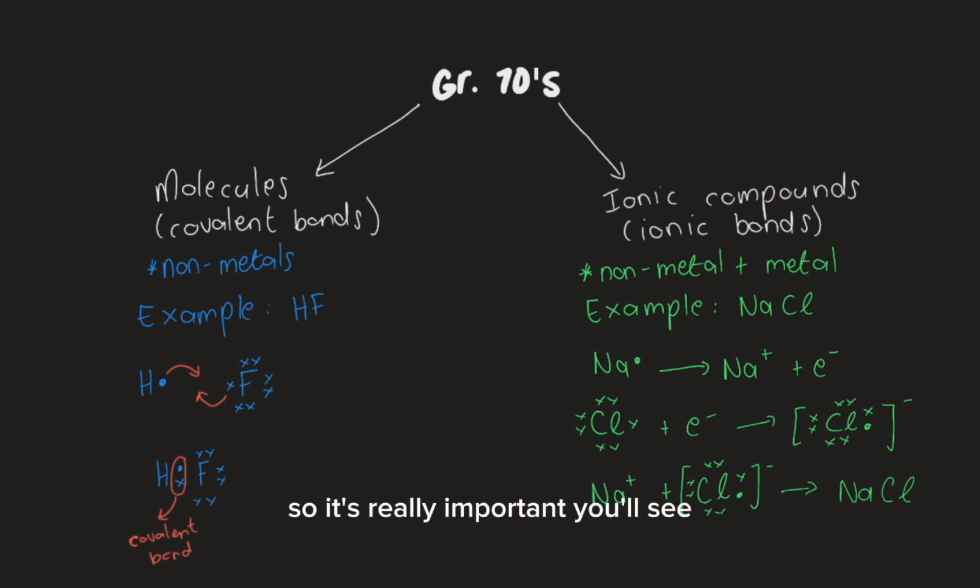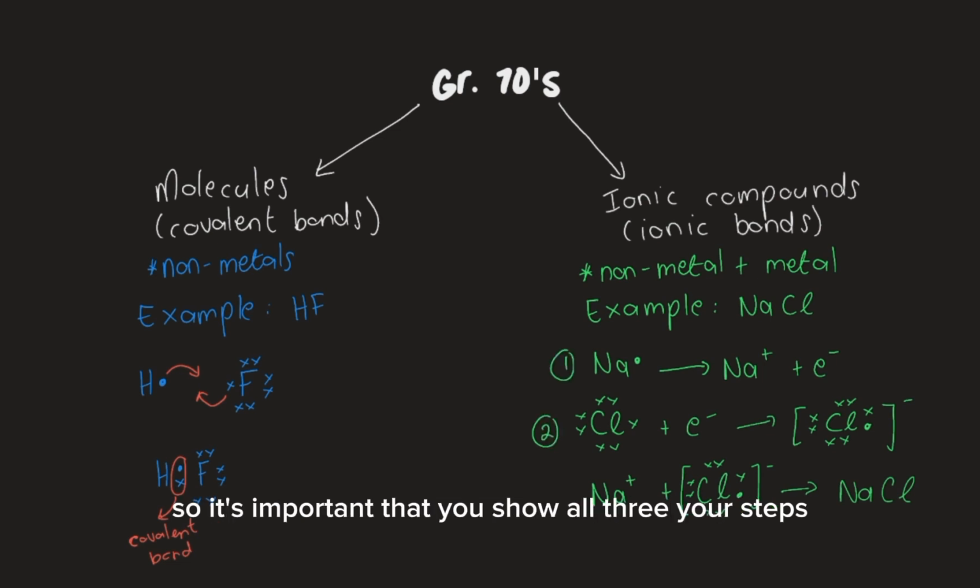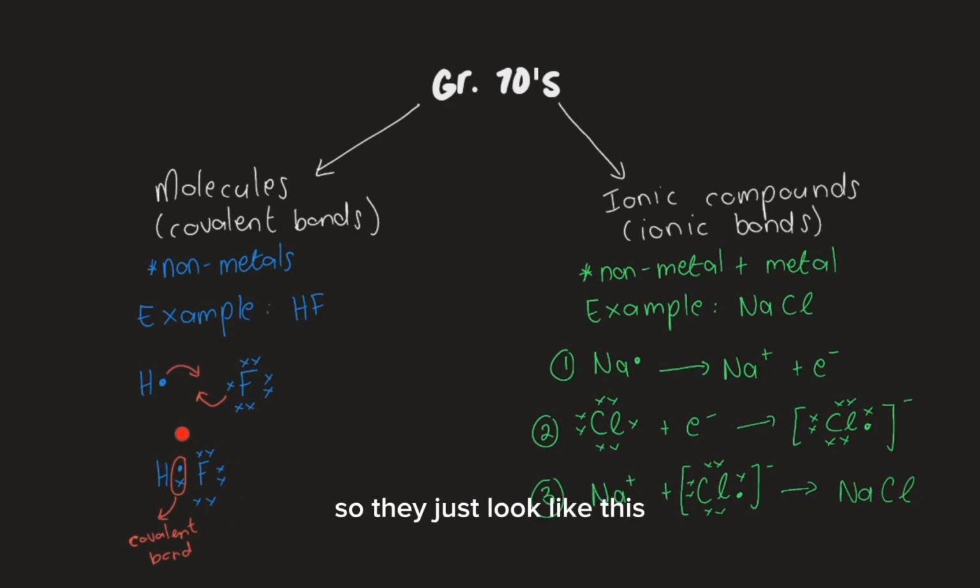So it's really important. You'll see the ionic compounds have 3 different steps. So it's important that you show all 3 of your steps, whereas the molecules just have the sharing of electrons. So they just look like this. So they normally count for less marks than the ionic compounds because they have fewer steps.